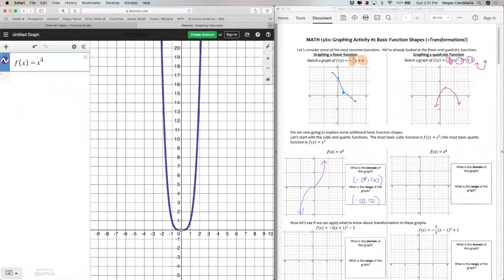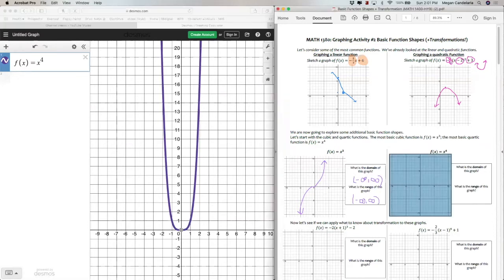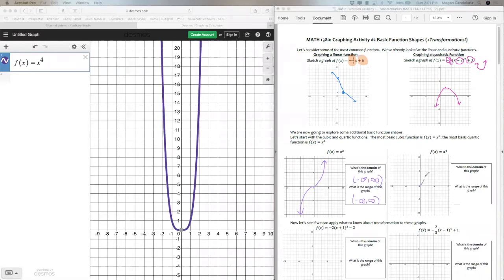It's still kind of that basic U shape, however. So let's go ahead and sketch that in, our basic U over here. So kind of same general shape. It's a little skinnier than our original parabola, but we still call it that U curve.